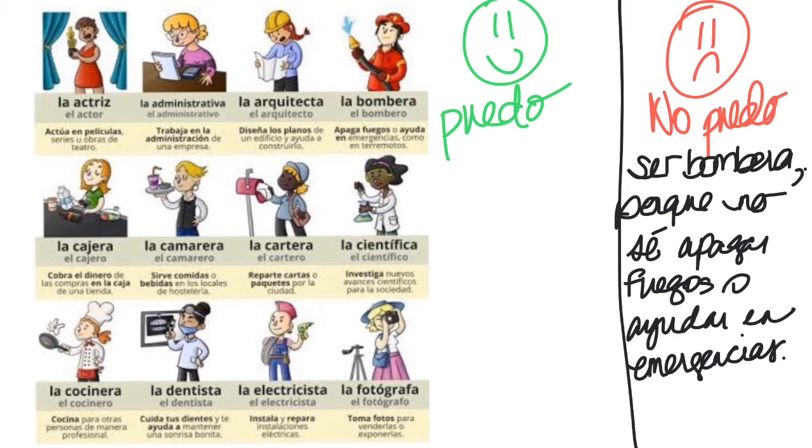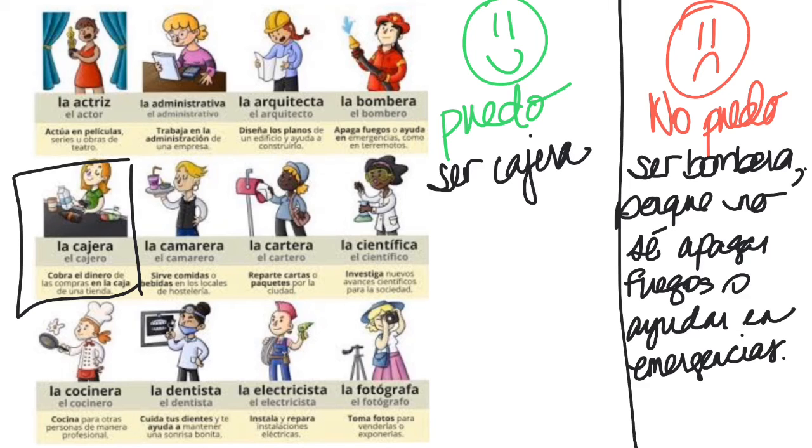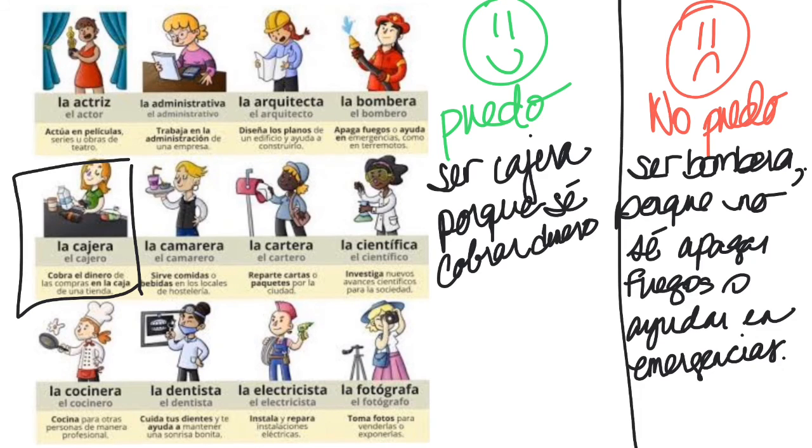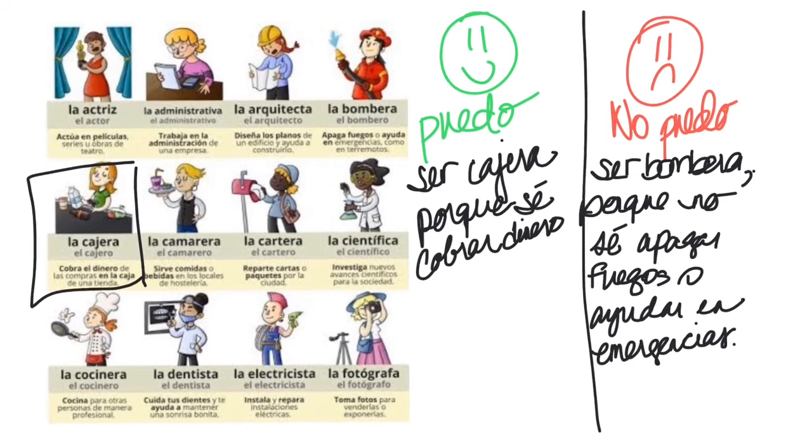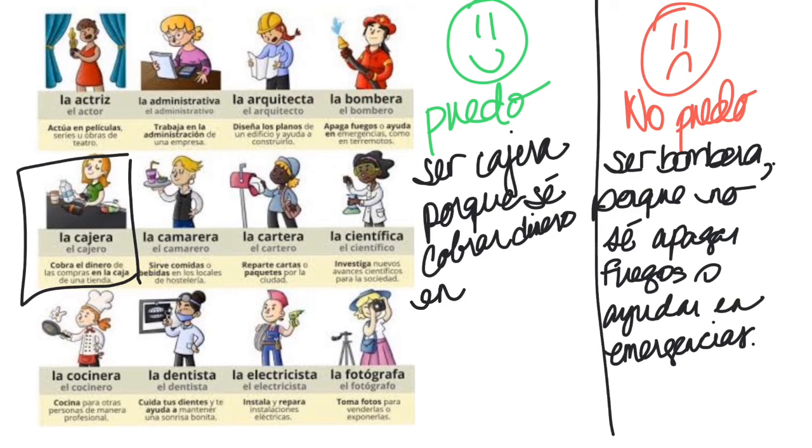For example, I could be the cajera. I actually was a cajera when I was a teenager. Puedo ser cajera. And again, I'm going to say why. Porque sé cobrar dinero. And la caja. I know how to charge money at the register.